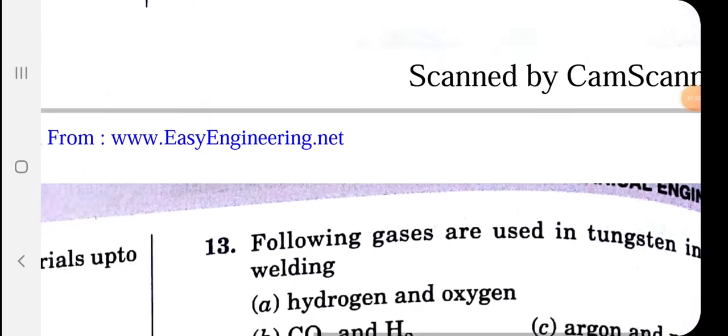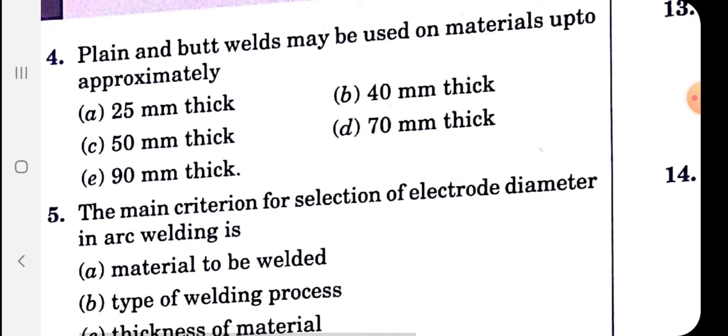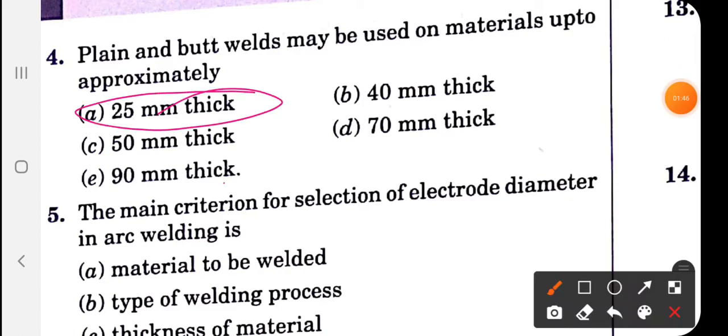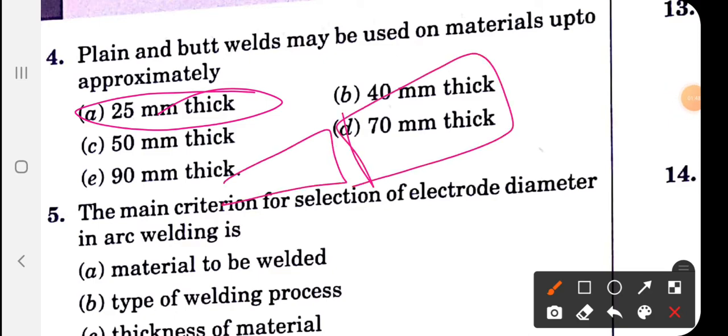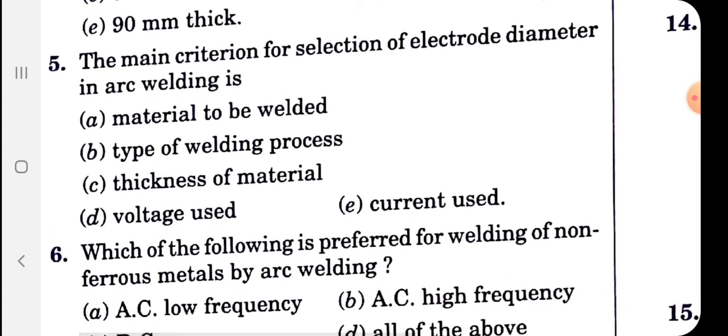Fourth question. Plain and butt welds may be used on material up to approximately, that is A, 25 mm thick. Up to that thickness we can use butt weld and plain welding. The main criterion for selection of electrode diameter in arc welding, fifth, is C, thickness of material.